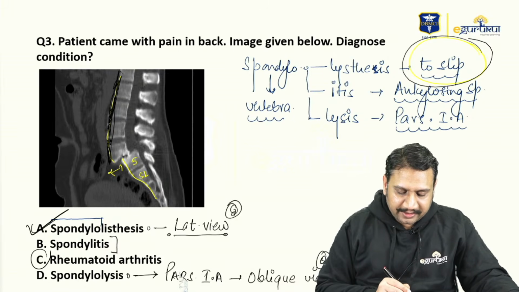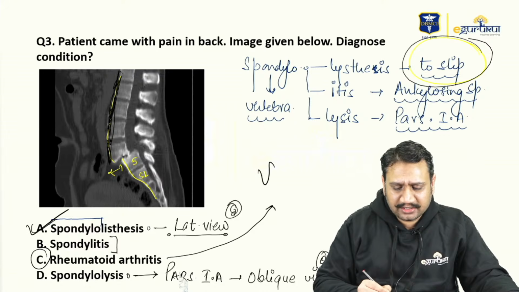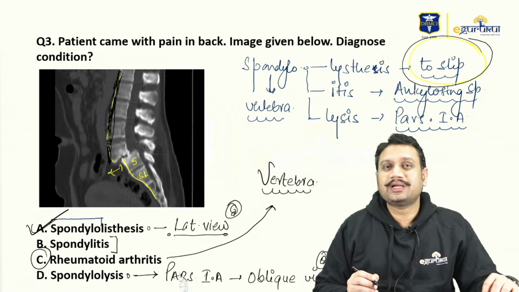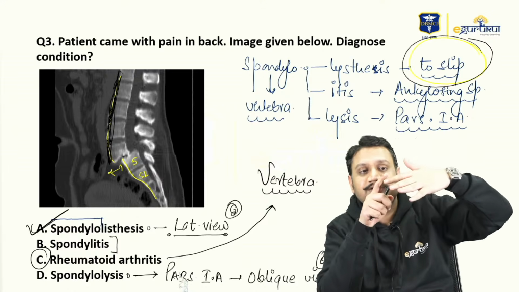Why can it not be rheumatoid arthritis? Because in RA, the vertebra is not involved. When you read about rheumatoid arthritis, there are 2 joints which are usually not involved in RA. What are those 2 joints? One is the distal IP joint of the hand, this one.